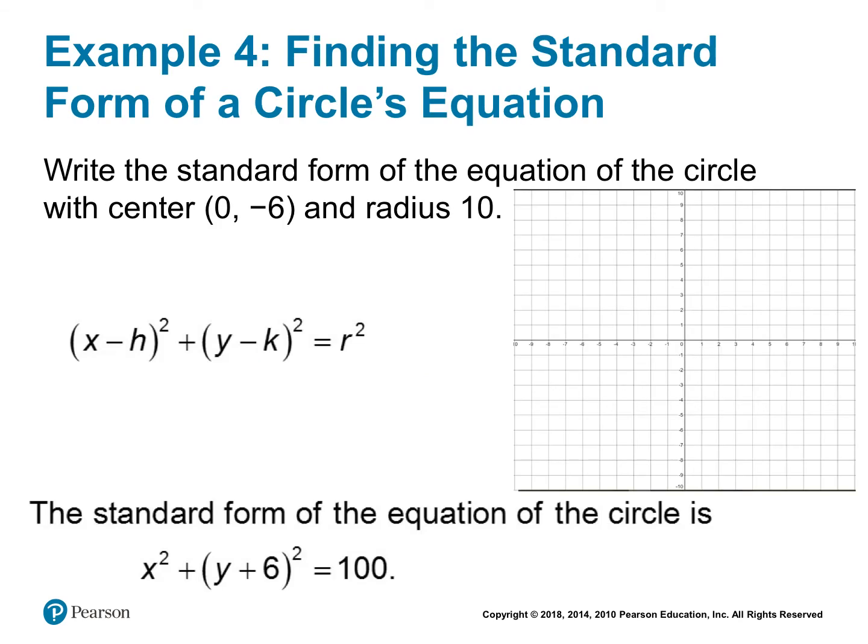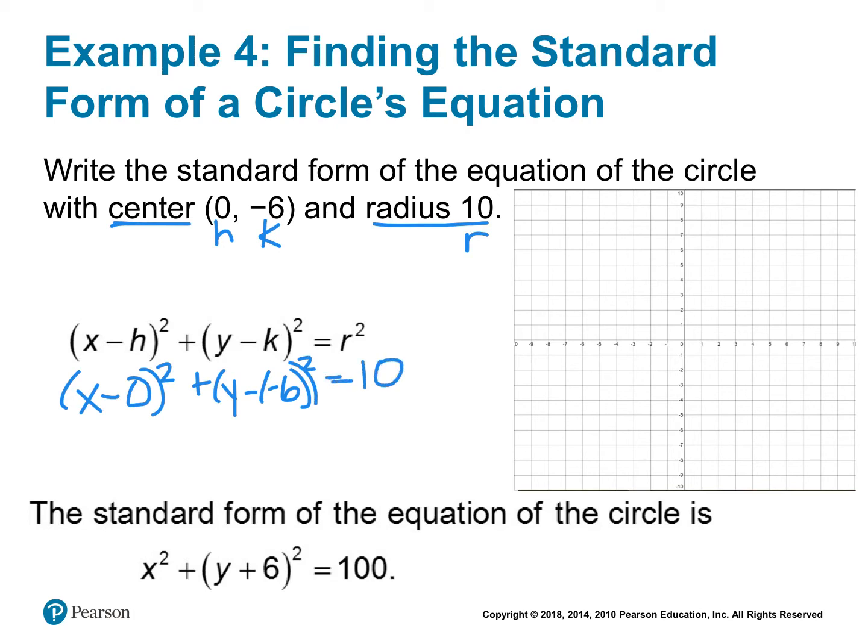Okay, so this one we're just going to be writing the standard form of the equation using our coordinate and our radius that we know. So we said h was for the x coordinate of the center. So this is our h, this is our k, and radius of 10, so this is our r. So now we're just going to plug those values in. So we'd have x minus 0 for h squared plus y minus -6 for k squared equals r is 10 squared.